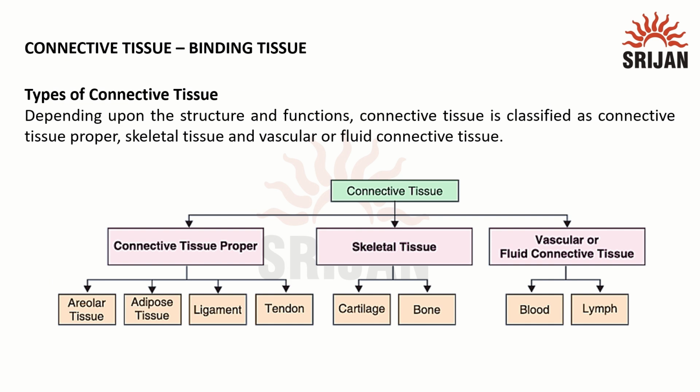Now types of connective tissue can be three main types. One is the connective tissue proper, which includes four different types of tissues: areolar, adipose, ligament, and tendon. Second is the skeletal tissue, which includes cartilage and bone. Third is fluid connective tissue, also known as vascular tissue, which includes blood and lymph. In this video, we will mainly concentrate on the connective tissue proper.